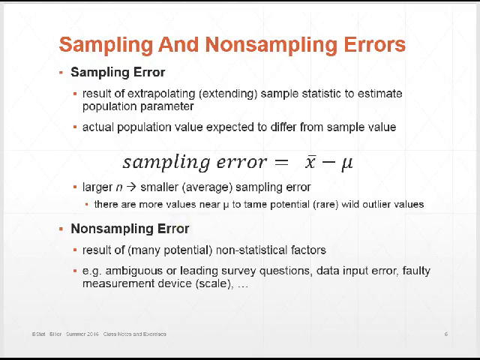And finally, we also have a non-sampling error. This can be the result of many potential factors that are not related to the statistical computations, and examples of those would be ambiguous or leading survey questions, possible data input errors, perhaps a scale being used to measure sampled products is not working correctly, and so forth.